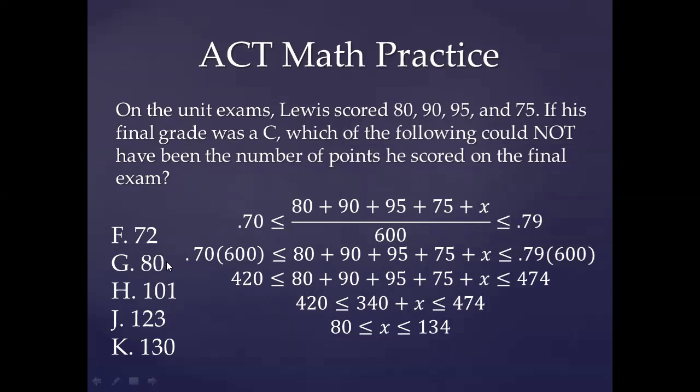Now, if we consider the answer choices, which answer choice cannot be the final exam score? Well, if we consider all of these, each of these is a solution to this compound inequality except for F. So therefore, we know that answer choice F is the correct answer.